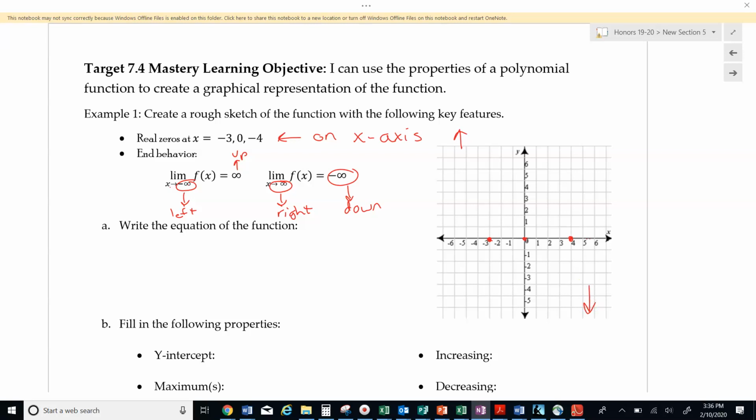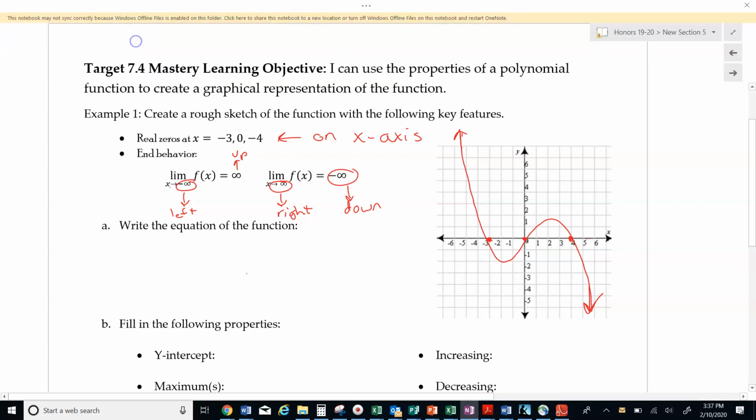Fabulous. Now I'm just playing connect the dots. So I start at my arrow. This is a sketch that follows this. Okay. So now let's write our equation of this function.